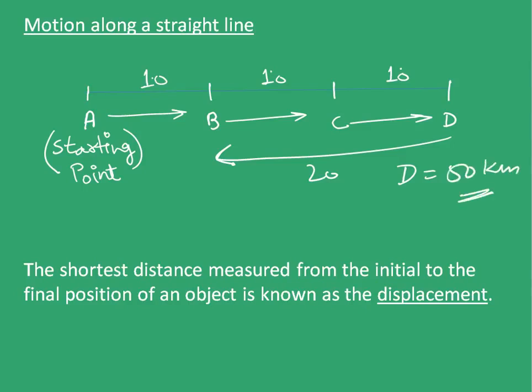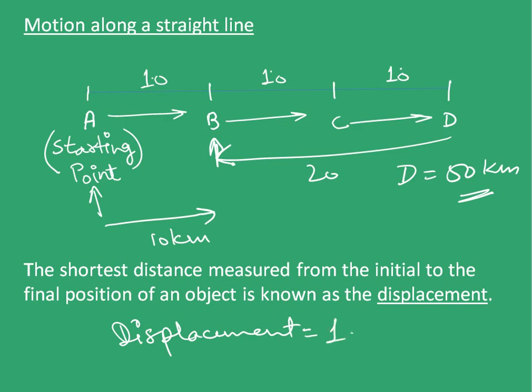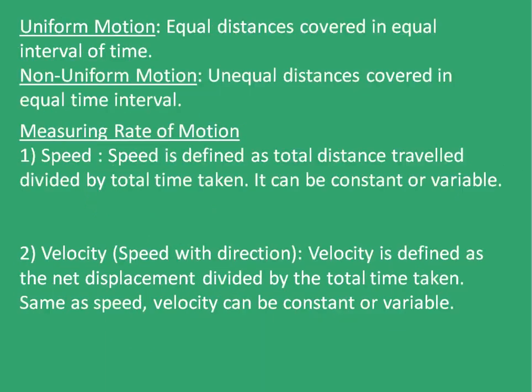Now here we define a term, displacement. Displacement is the shortest distance measured from initial to the final position of an object. Here the final position of the object is position B, the initial position is position A. So the shortest distance between these two positions is 10 kilometers. So the displacement in this example is equal to 10 kilometers.